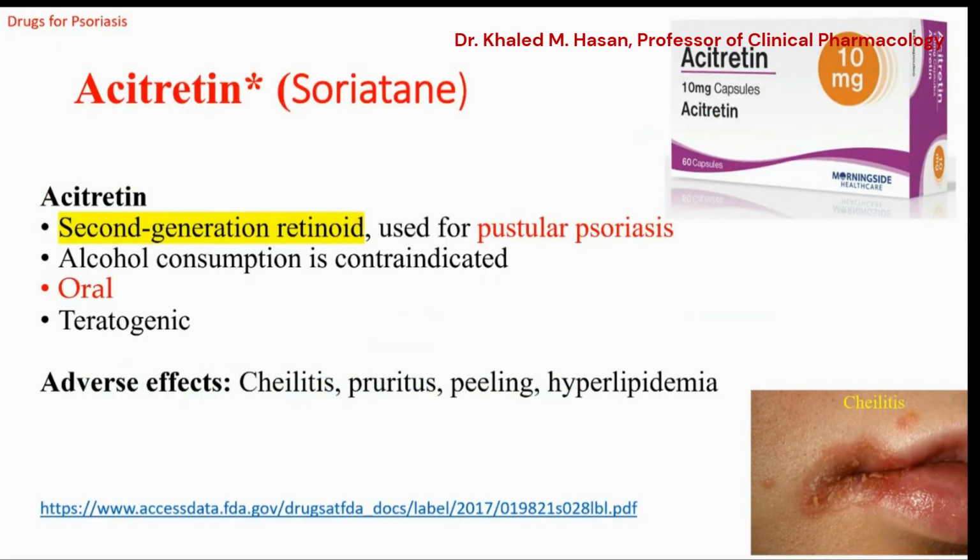Isotretinoin, you can see it here, available as a capsule. I believe this is the second medication belonging to the oral retinoids. Give me the first medication, oral retinoid.